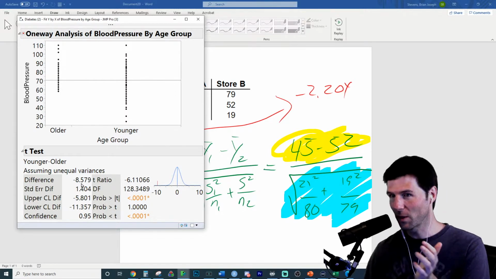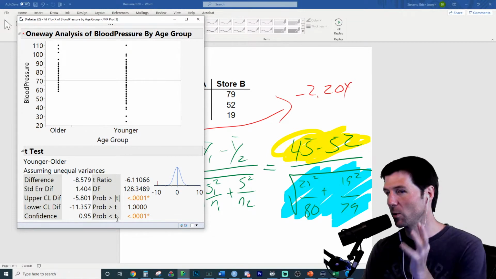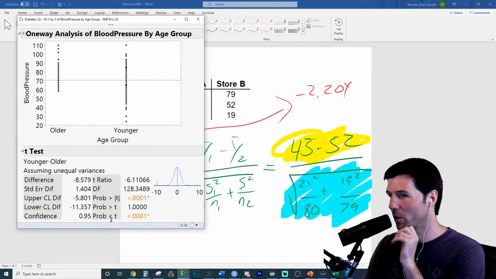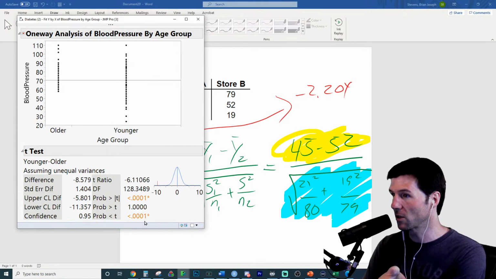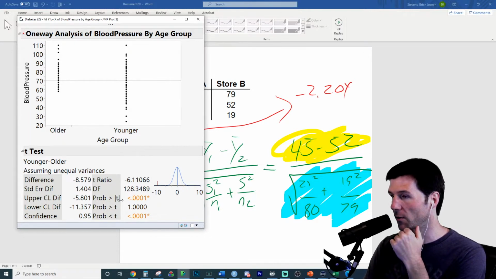We have evidence of a difference. We can also say there's evidence that younger people's blood pressure is lower. We're doing the does-not-equal alternative for this one, but we could look at this test right here and say we have evidence that younger people's blood pressure is less than older people's. Remember, low p-value means evidence for the alternative. So this is the less than alternative. This is the does not equal alternative right here.